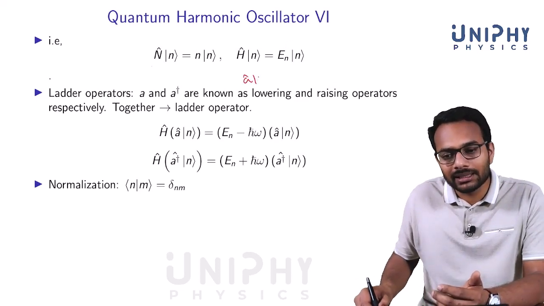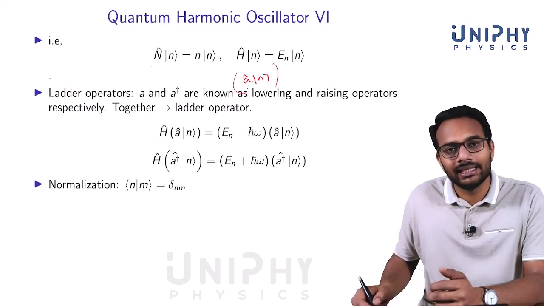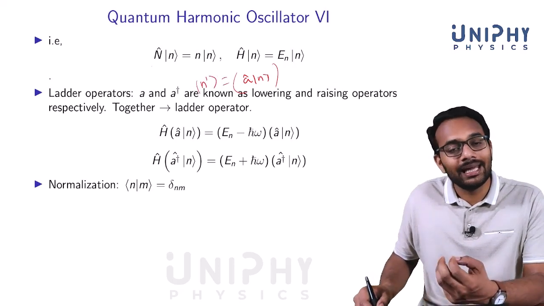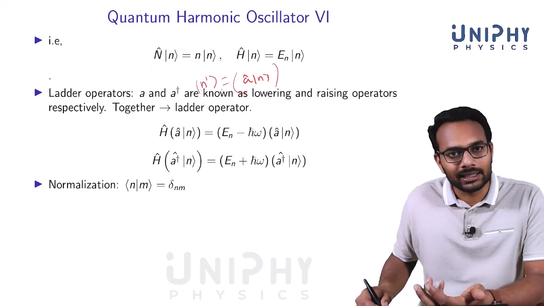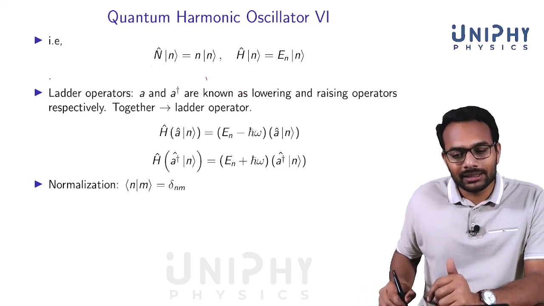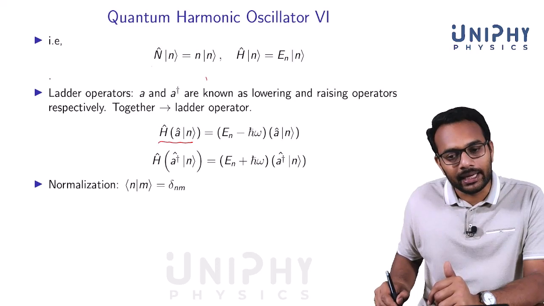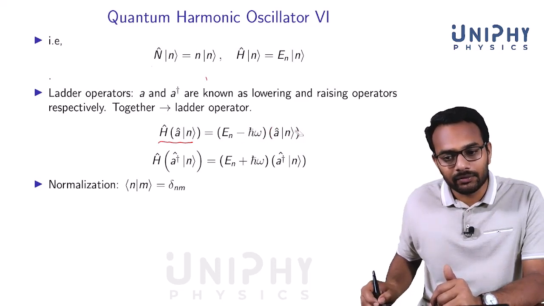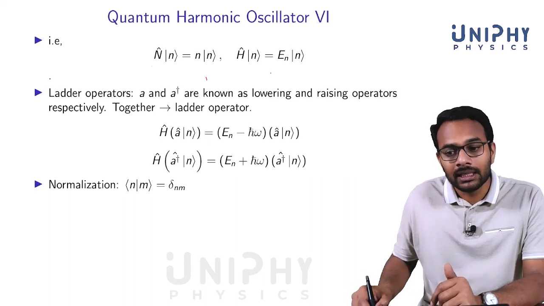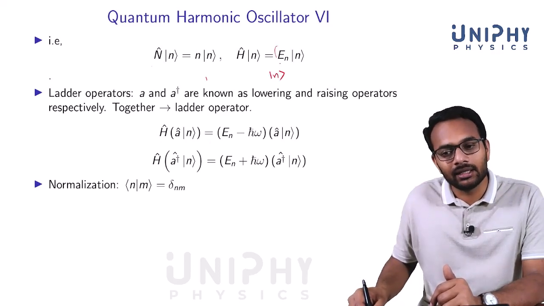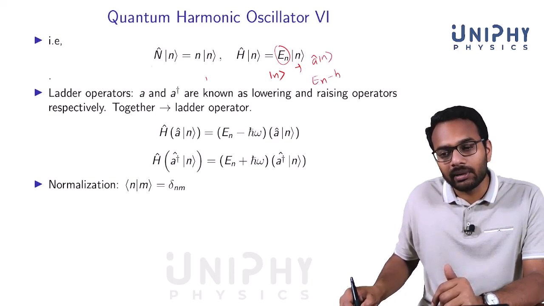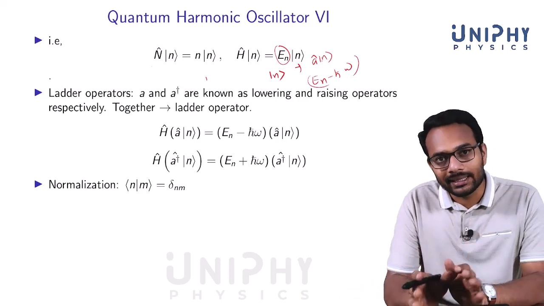What happens to a particle in the state a acting on n? Let's say this new state is a cap acting on n. What's the energy of that? Let's check that first. You see here that h cap acting on the state a n gives En minus h cross omega multiplied by the same state. This is clearly an eigenvalue equation. This means that if the state n has eigenvalue En, then the state a n has the energy eigenvalue En minus h cross omega.